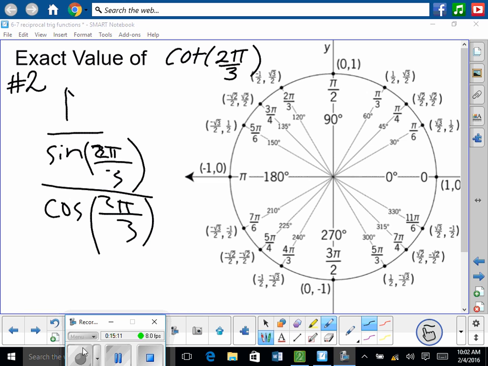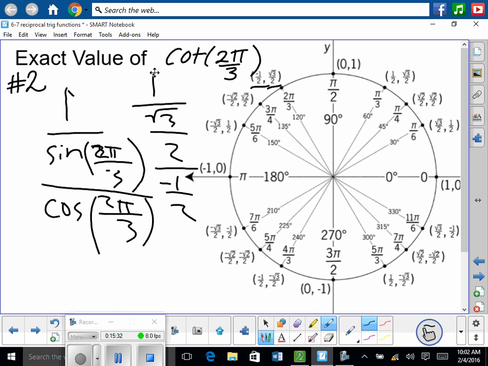And then I figured out that the sine of 2 pi thirds is y, which is square root of 3 over 2. And then the cosine of it is negative 1 over 2. And then, like she did, the bottom and worked up.